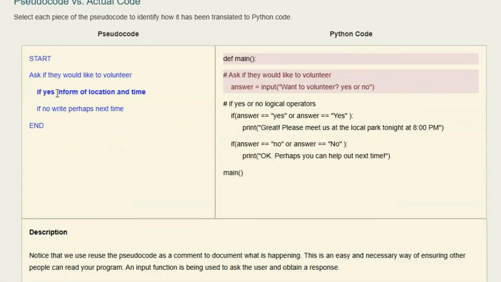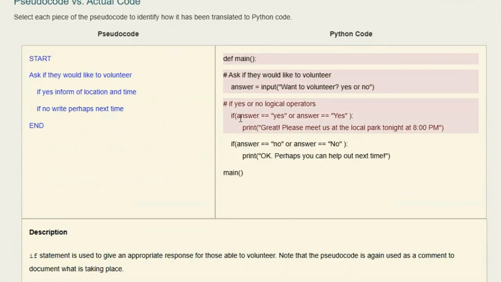Then our pseudocode says, if yes, inform them of the location and time. So if we click on that, that lines up with this. If yes or no, logical operators. This is just a comment again. So here's the Python code. If answer equals yes, or answer equals Yes, because that way we don't know if they're going to capitalize the Y. So this checks if they didn't capitalize the Y, this checks if they did. So either way, if they type yes, we'll know they said yes. If that's true, then print, great, please meet us at the local park tonight at 8 o'clock. Just let them know. You want to volunteer? Great, meet us at the park, 8 o'clock tonight.